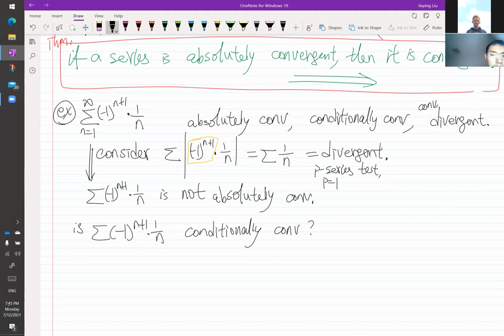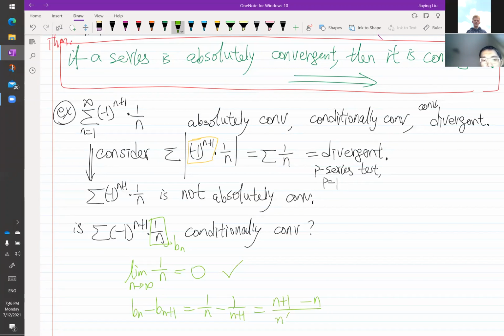So we know it's an alternating series, and this is Bn, and the limit as n goes to infinity of Bn, which is 1 over n, is going to be 0. So the first condition is satisfied. How about the second condition? Bn minus Bn plus 1. So that's 1 over n minus 1 over n plus 1. It turns out that's n plus 1 minus n over n times n plus 1. It's just 1 over n times n plus 1.